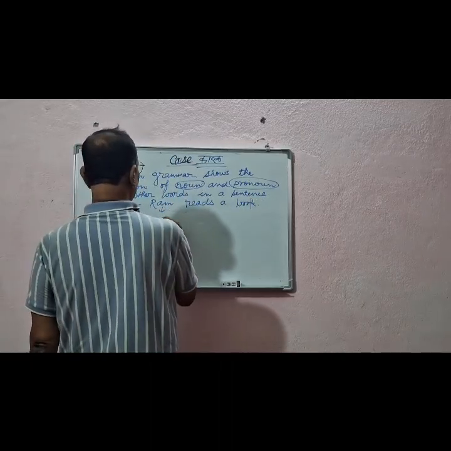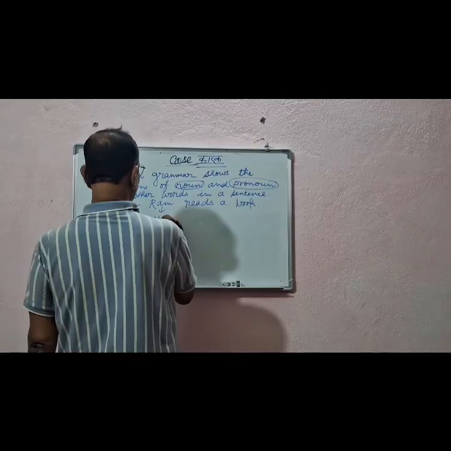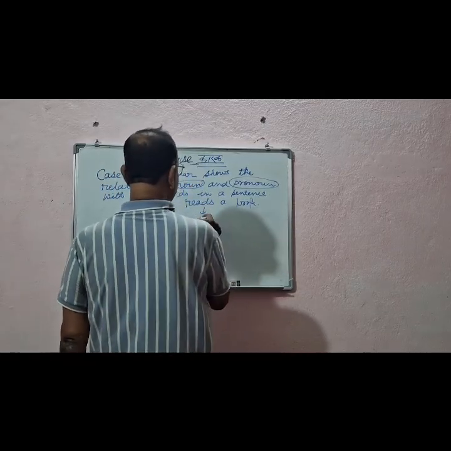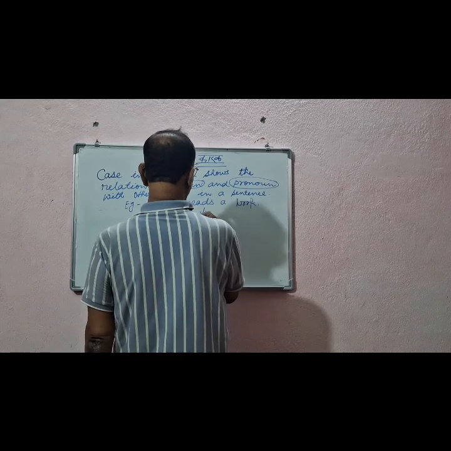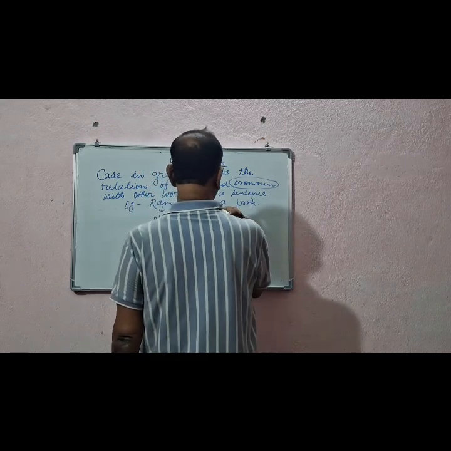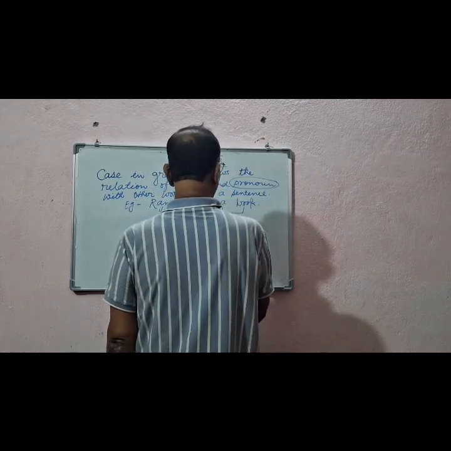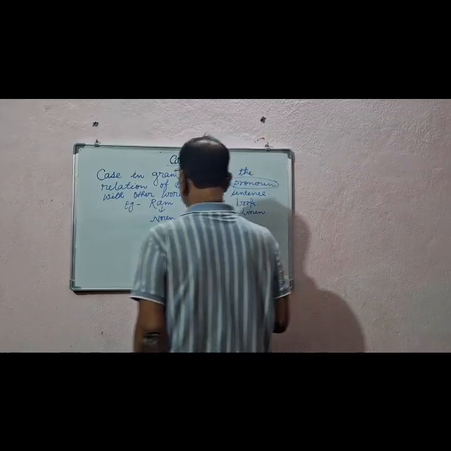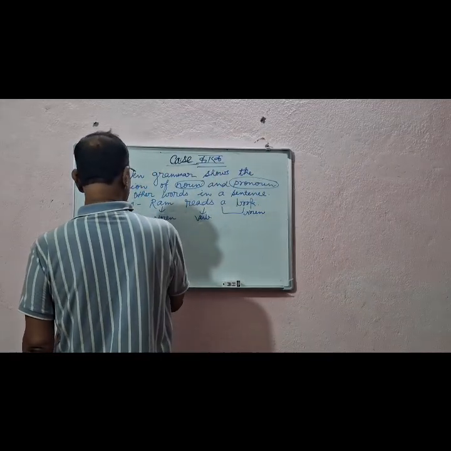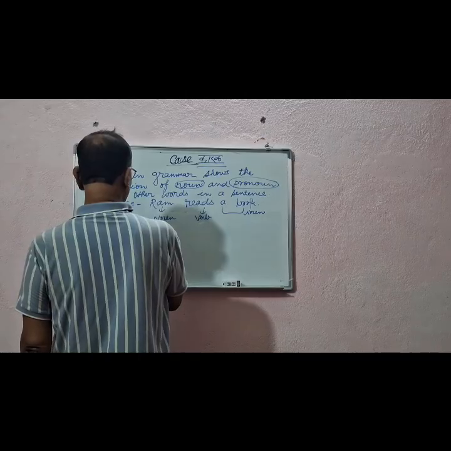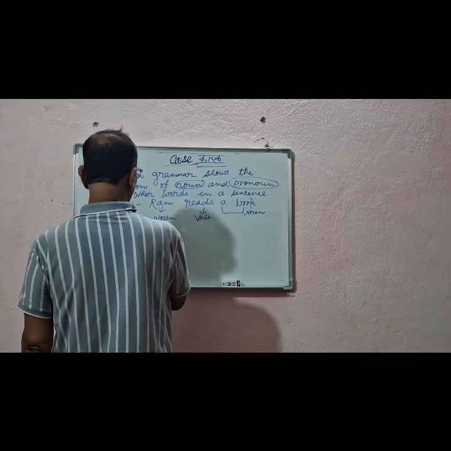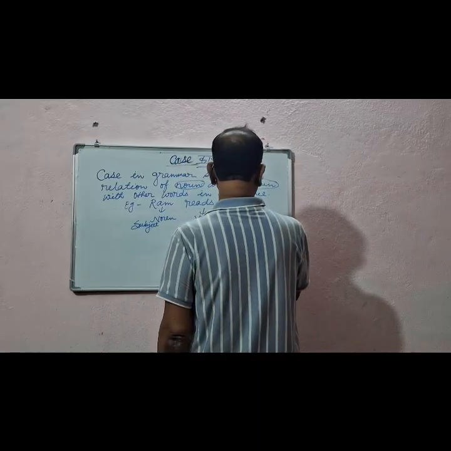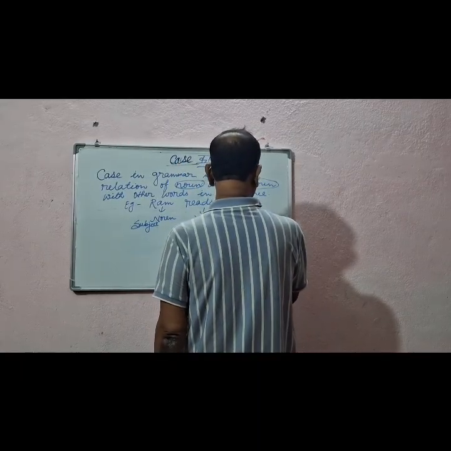Here Ram is noun, reads is verb, and a book, it is also a noun. This noun acts as a subject. Here this noun acts as a subject and another noun acts as an object.